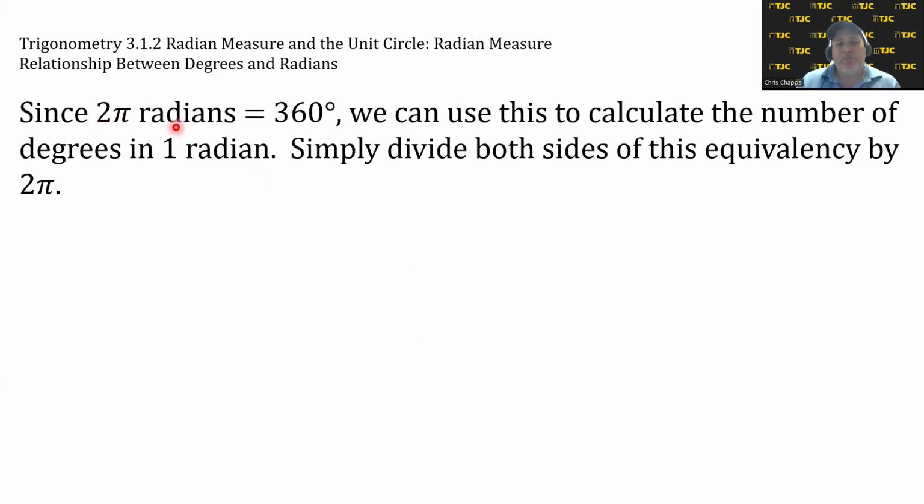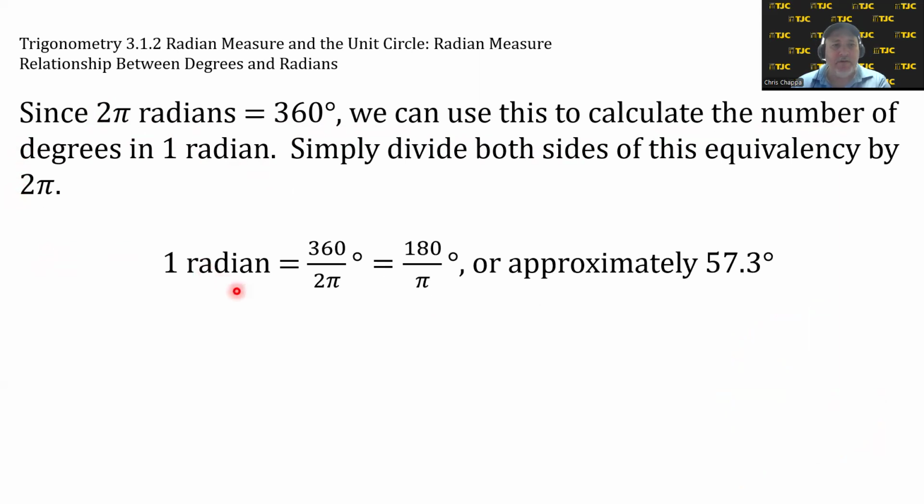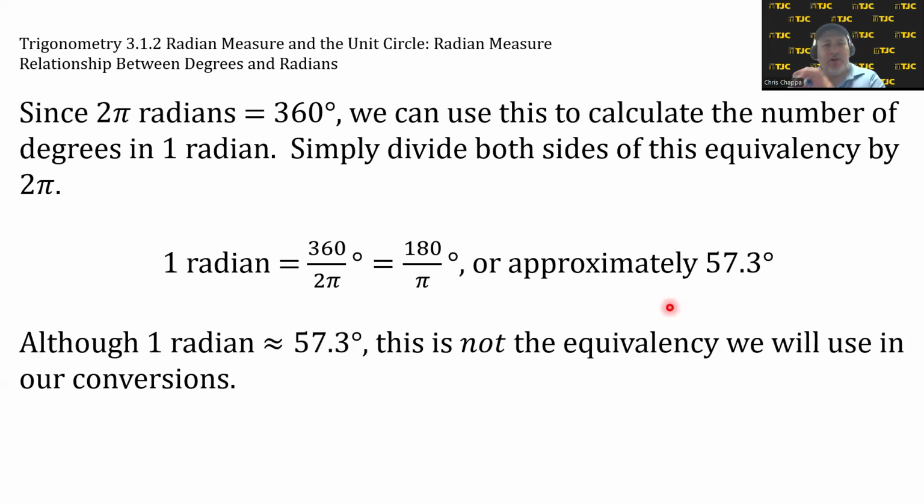Now, since 2 pi radians equals 360 degrees, we can use this to calculate the number of degrees in 1 radian. Simply divide both sides of this equivalency by 2 pi. And we would get 1 radian equals 360 over 2 pi degrees, which reduces to 180 over pi degrees, which is approximately 57.3 degrees. That's a weird number. But although 1 radian is approximately 57.3 degrees, this is not the equivalency we will use in our conversions.